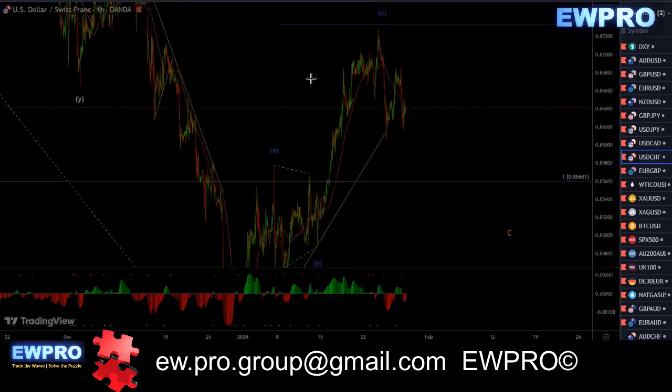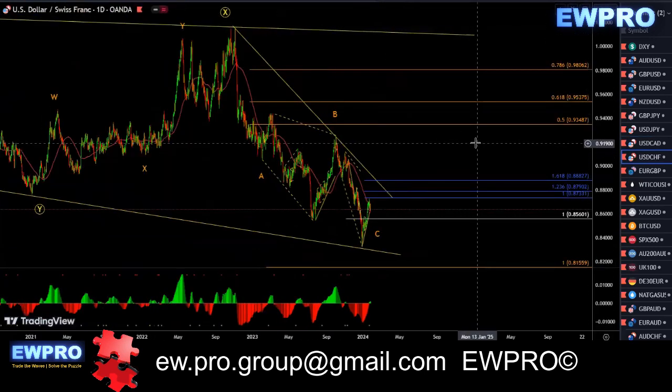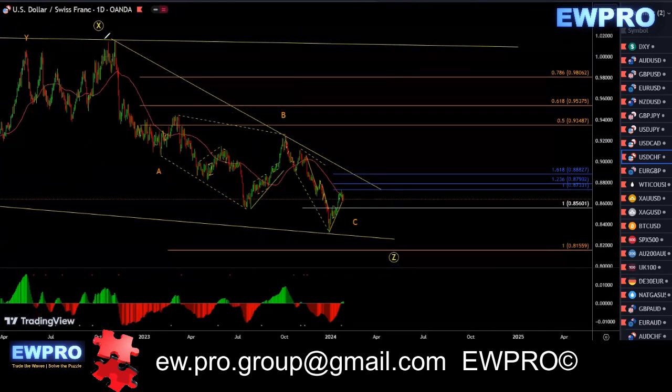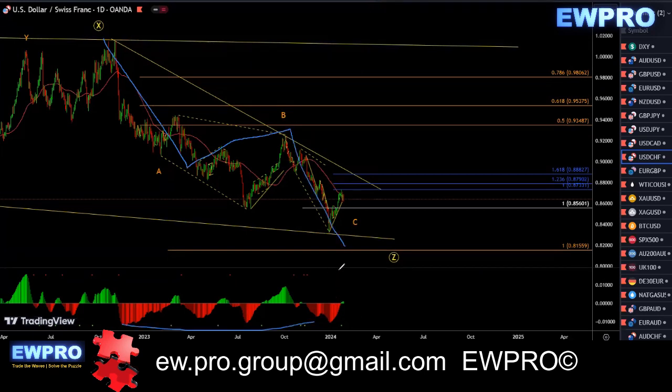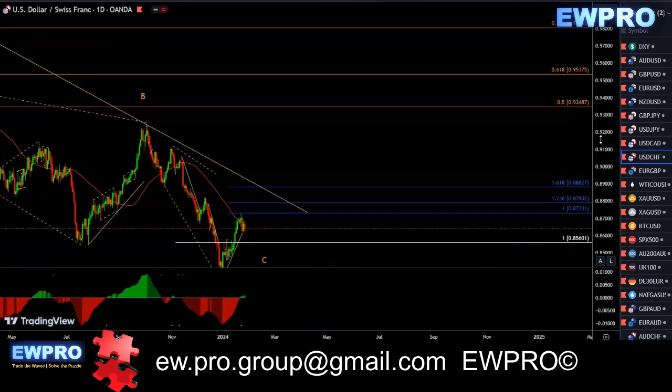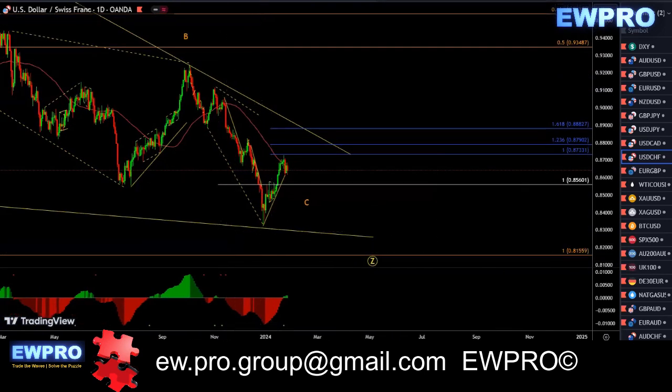The Swissy on the daily, we got this like A, a B, and a C down, with the bullish divergence. It's bounced off the trend line here, this bottom trend line here as well. If you look closely here, we are getting a bear hidden here, in here, between this and this.